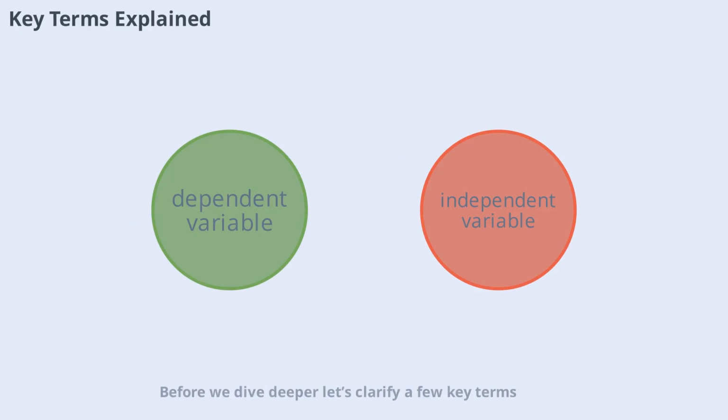Before we dive deeper, let's clarify a few key terms. The dependent variable is what you're trying to predict, like exam scores. The independent variable is what you think influences it, such as hours studied. In regression, we look for patterns between these variables. The regression line is a straight line that best fits the data points, showing the general trend. Understanding these terms will make the rest of the process much clearer and less intimidating.